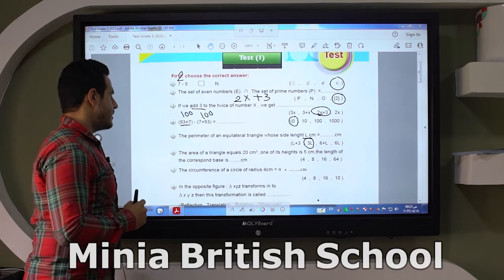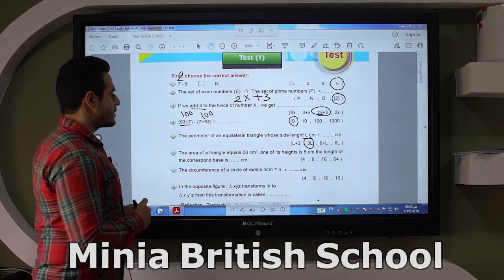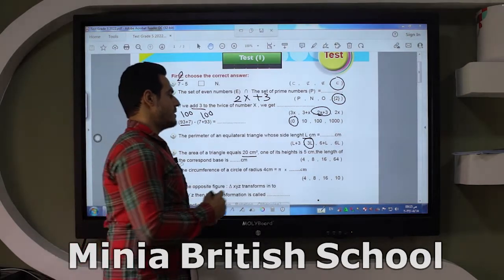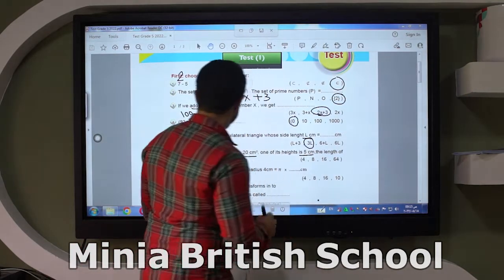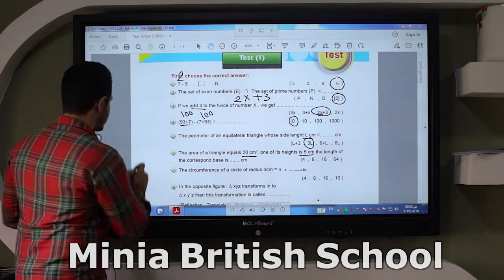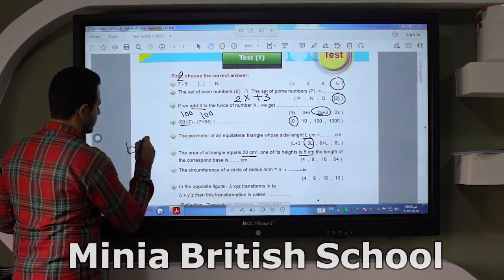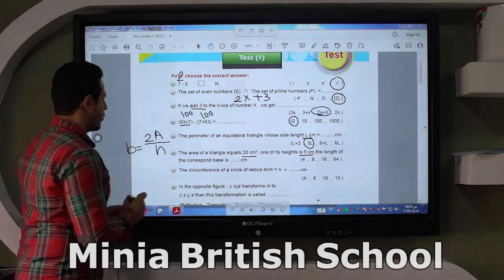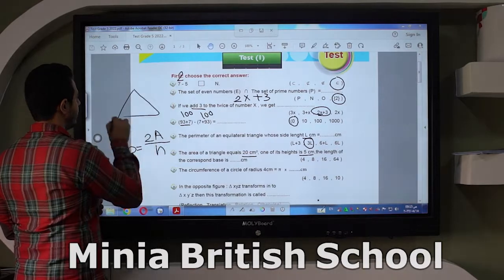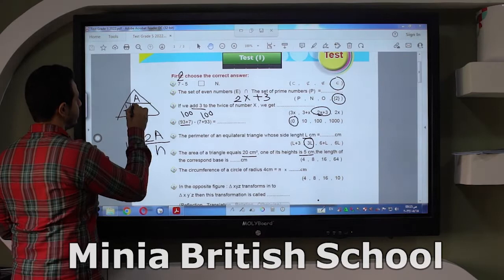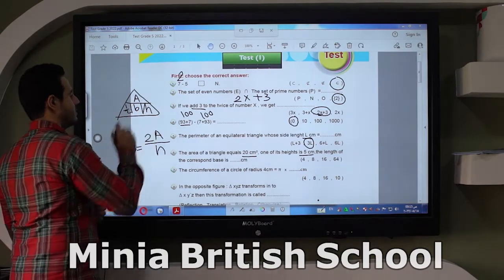Number 6, the area of a triangle equals 20 centimeters squared. One of its heights is 5 centimeters. Then the length of the corresponding base. Okay, we want the length of the base. So base equals 2 times area over height, or we can use this triangle formula: half times base times height. Okay?